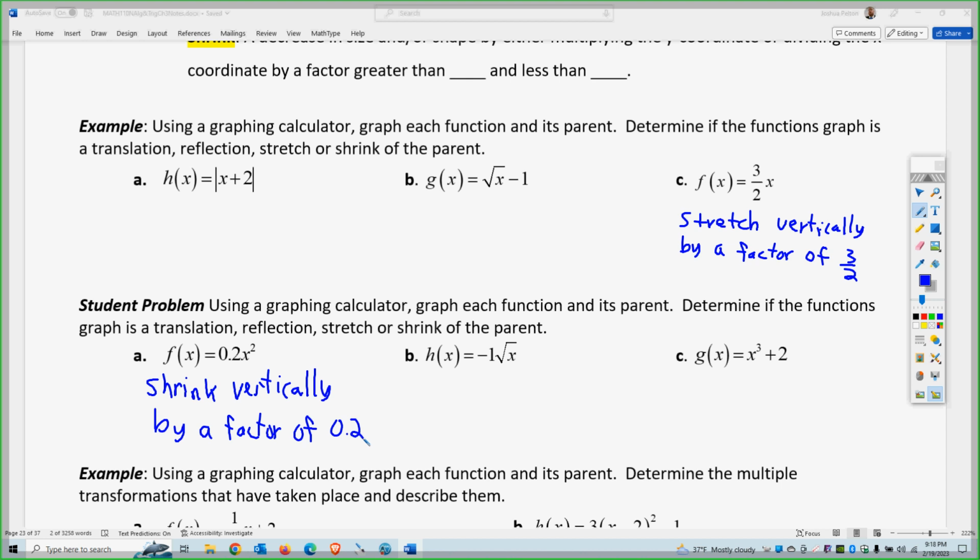Okay, so we have a -1 on the outside. Multiplying by 1 doesn't change anything, right? 1 times anything is itself. However, the negative does make a difference. That's a reflection if you look back at the list. So that's a reflection on the x-axis. You're going to flip over the x-axis essentially.